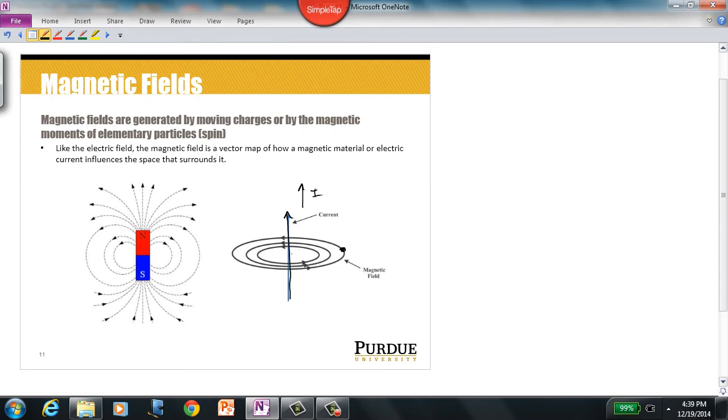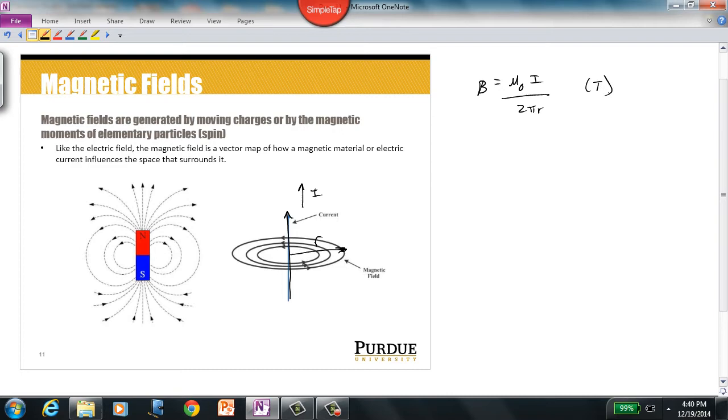If I want to know the strength of the magnetic field at any radial distance r away from the wire, the strength of the magnetic field is dependent on the current, it's dependent on the radial distance away, and it's also dependent on the ability of the space around the wire to support a magnetic field. We say that B, the magnetic field strength, is equal to the magnetic permeability of free space times I over 2 pi r, and this is measured in units of Tesla.